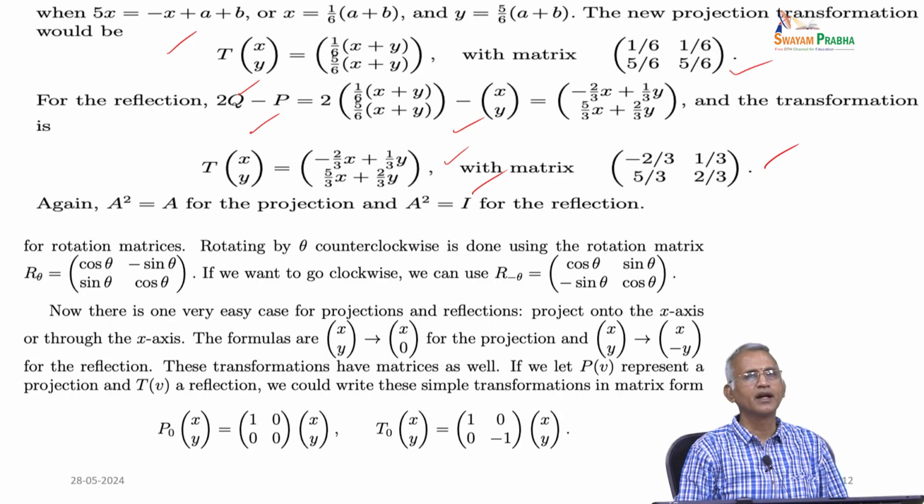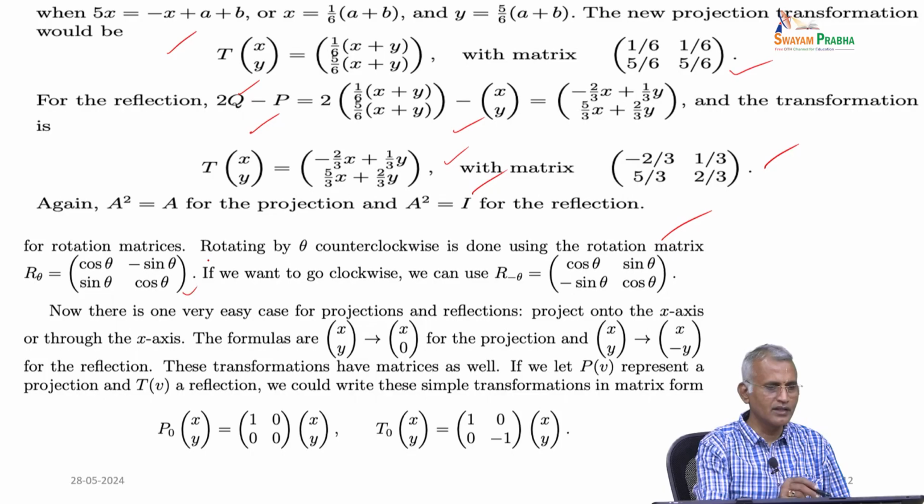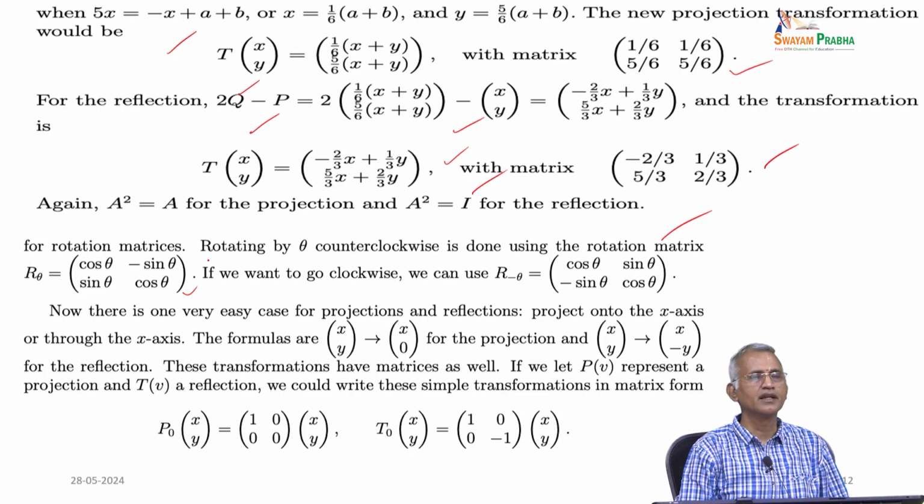So, for the rotation matrix we can easily do that. Rotating by theta counterclockwise is done using the rotation matrix, R theta equal to cos theta, minus sin theta, sin theta, cos theta. If you want to go clockwise, then R of minus theta equal to cos theta, sin theta, minus sin theta, cos theta. So, now there is one very easy case for projection and reflection.